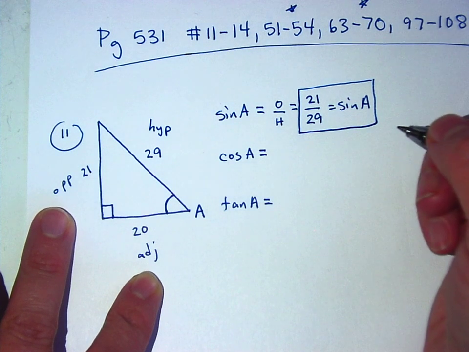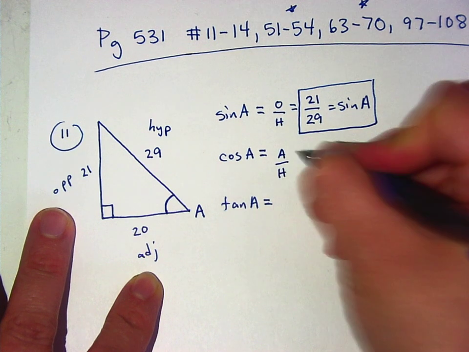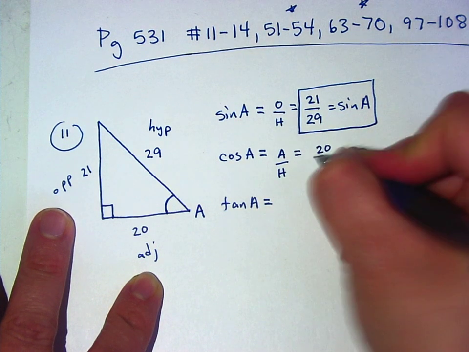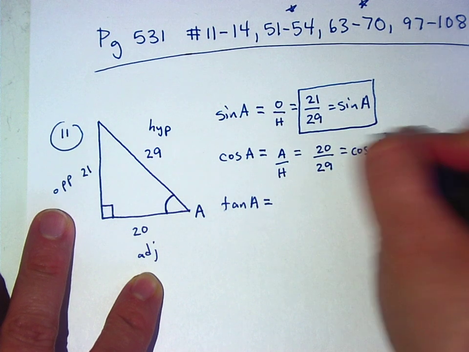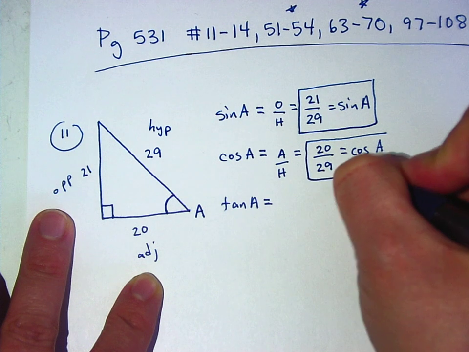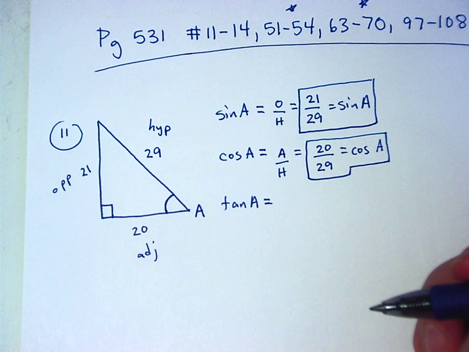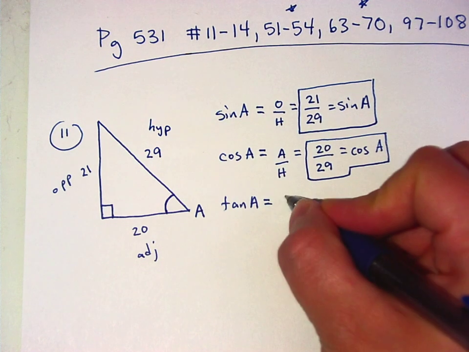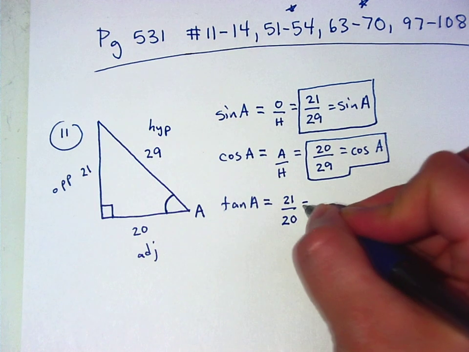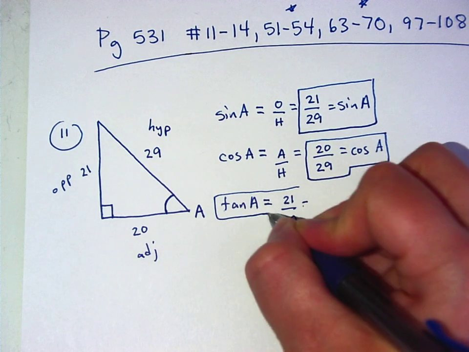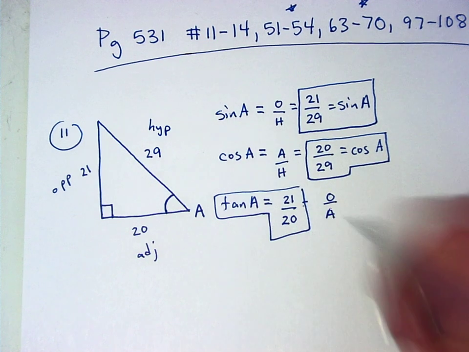Cosine. 20 over 29. Thank you, Tegan. Were there any others in the inbox? Just one, but I got it. Sweet. And tangent? 21 over 20. I guess I should have written O over A, TOA.